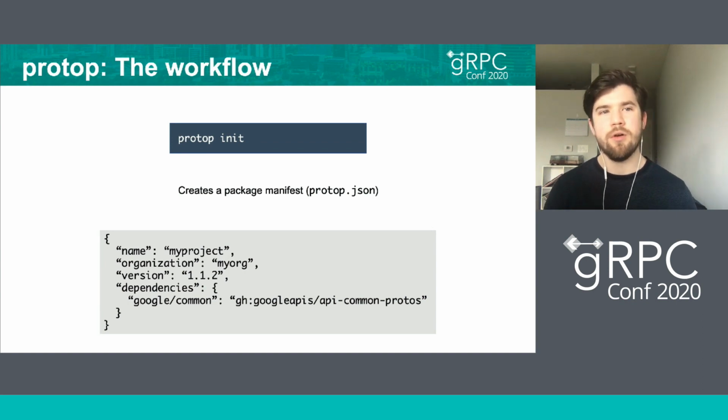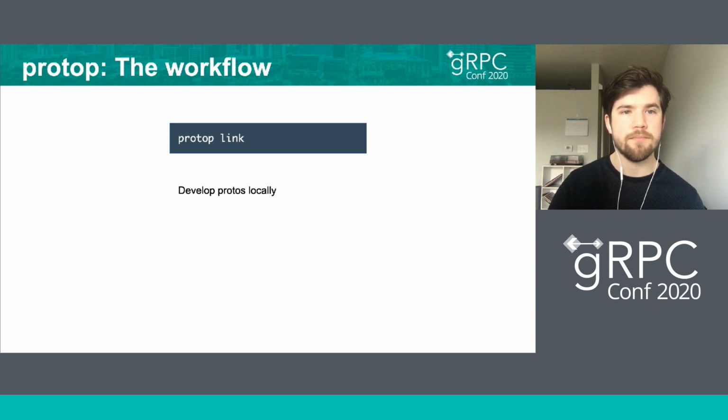So this is kind of what a workflow might look like then if you're using this tool. The first thing you would do is start a project by creating a manifest. So you would just say protop init, or you can manually create a protop.json file. And this is just a JSON format with some properties that give us a way to identify the project. And then if it has any dependencies on other proto projects, then you give it a dependency map and you point to them that way.